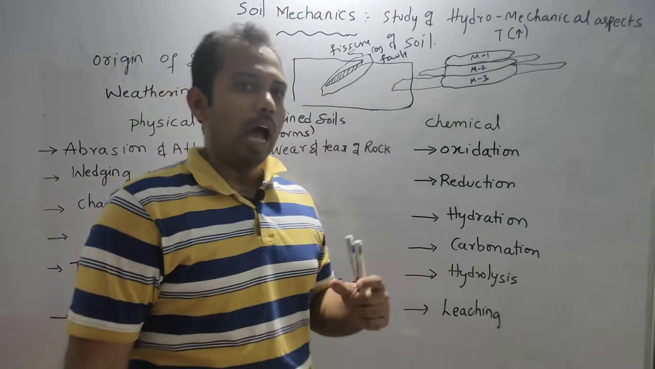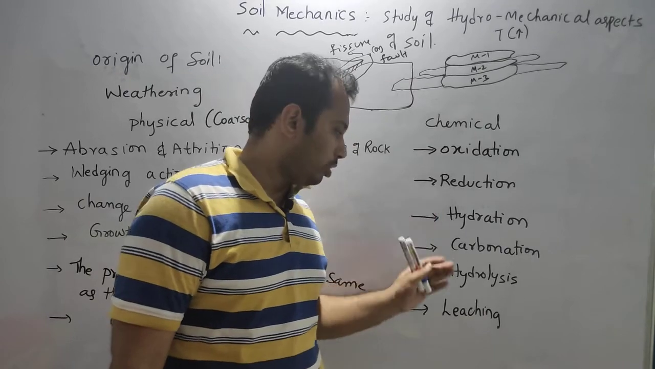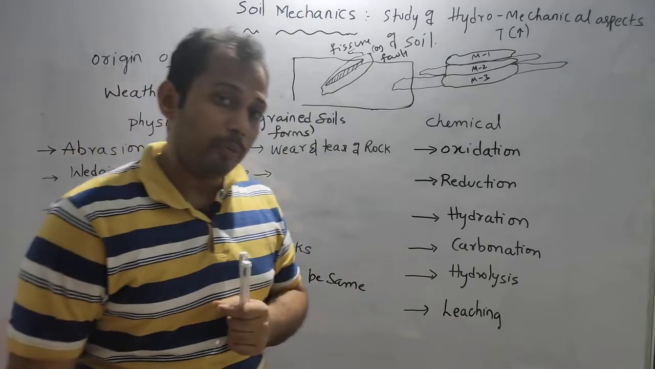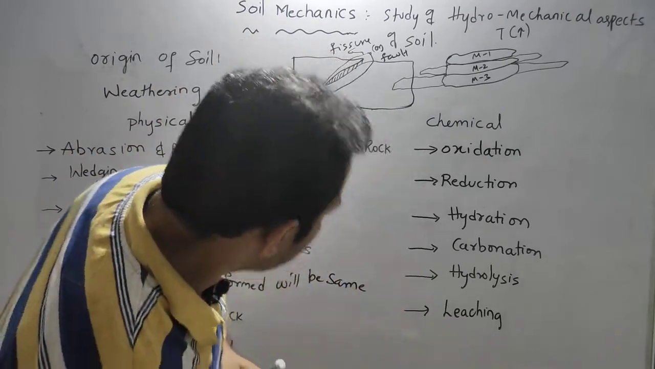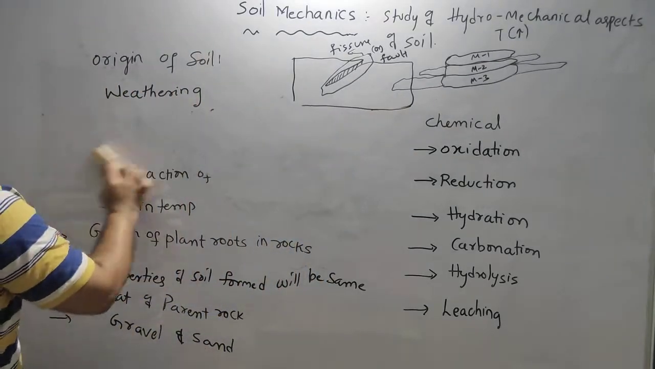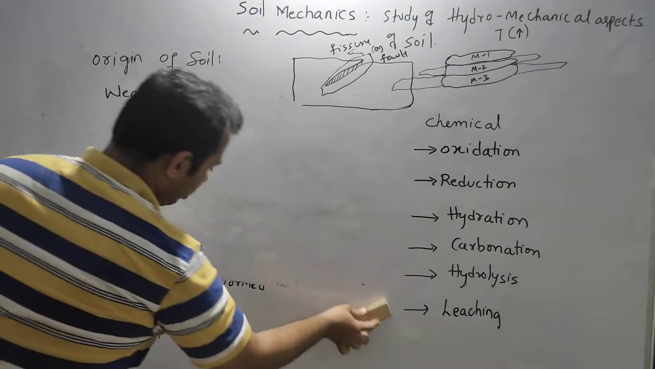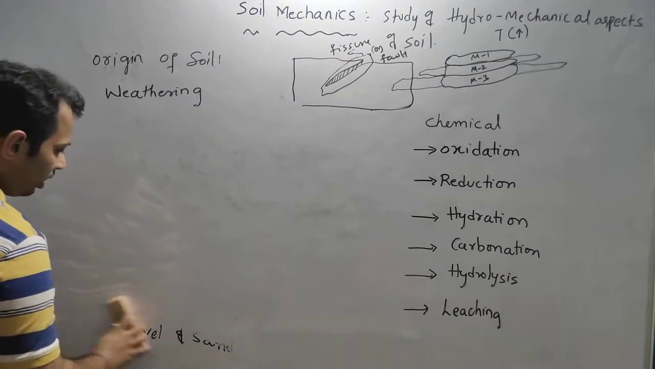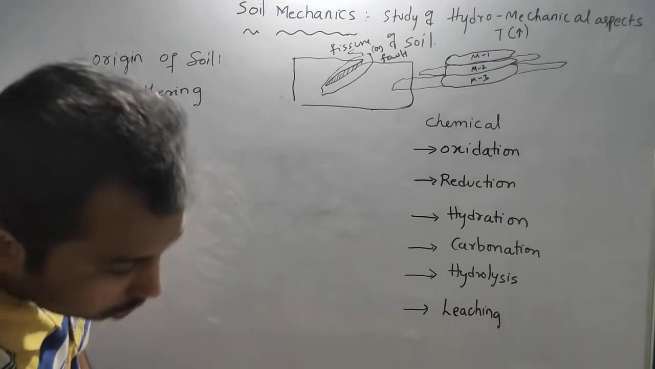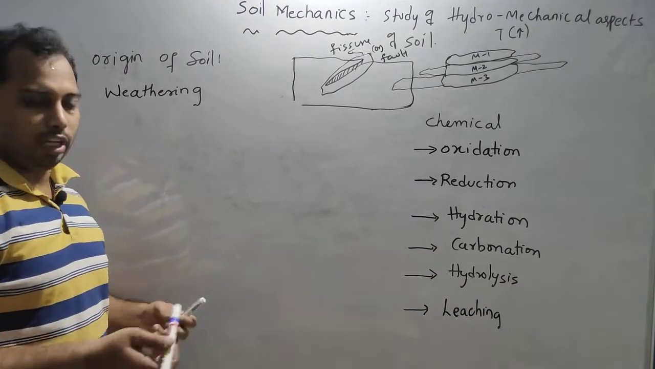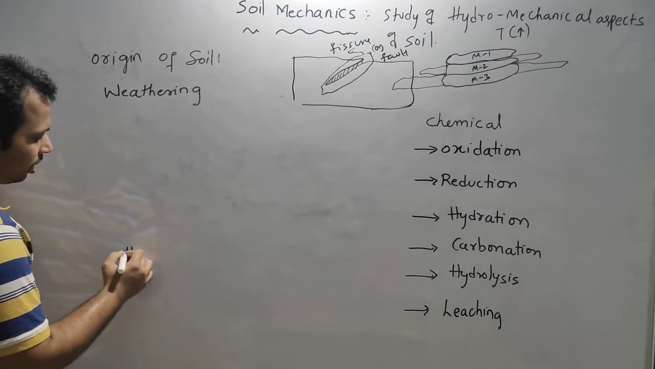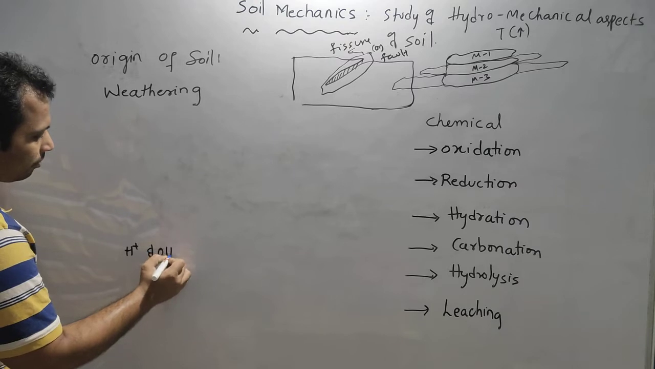Hydrolysis means... hydration is different, hydrolysis is different. Hydrolysis means when metallic ions are present in the water. For example, when a calcium ion or magnesium ion is present in water, then it is replaced by the H plus ion. So hydrolysis means first the water molecule will convert into H plus and OH minus.